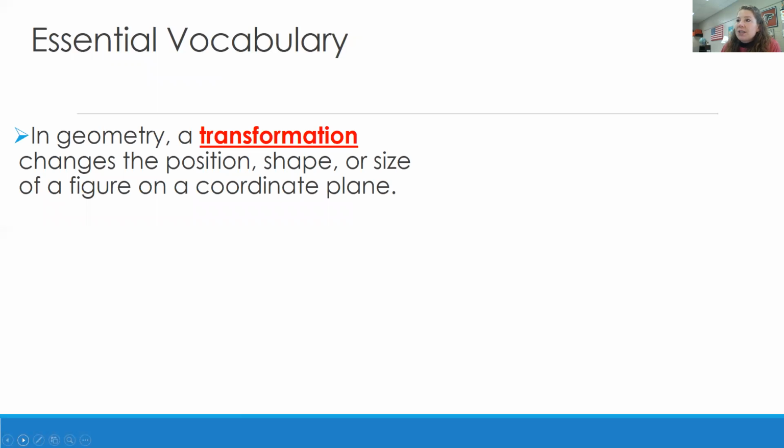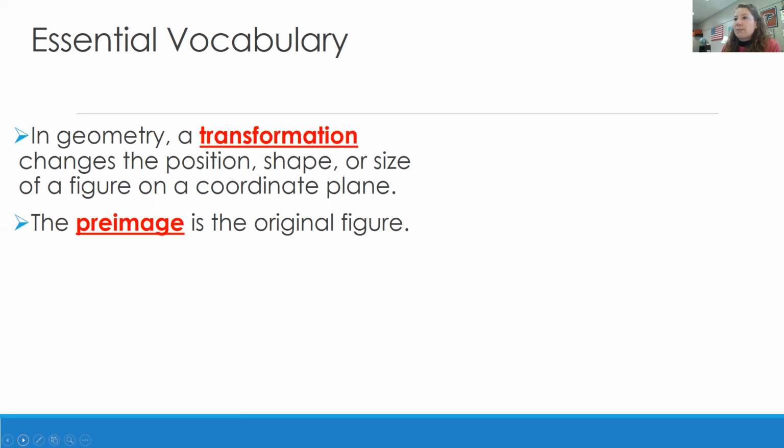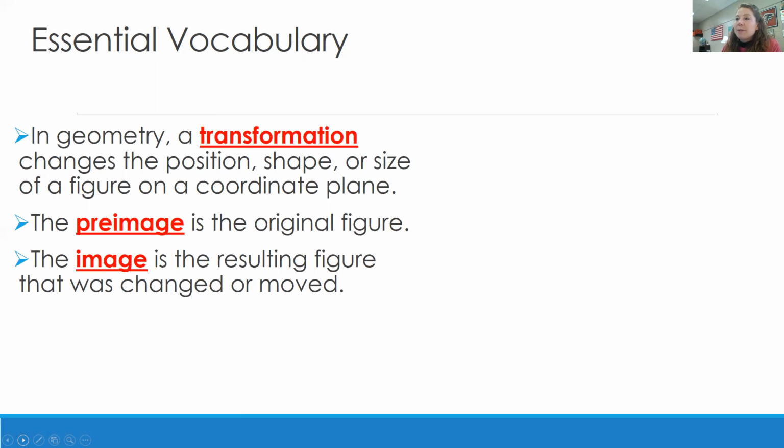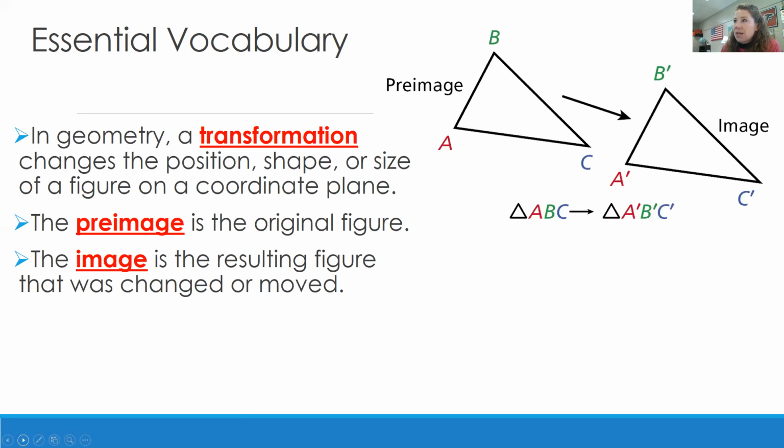So in geometry, a transformation changes the position, shape, or size of a figure on a coordinate plane. The pre-image is the original figure. The image is the resulting figure that was changed or moved. So if you look at the notation up here, this first triangle is the original, it's the pre-image. The reason I know that is because of these little marks. It looks kind of like an apostrophe, but these marks indicate that that's the image.